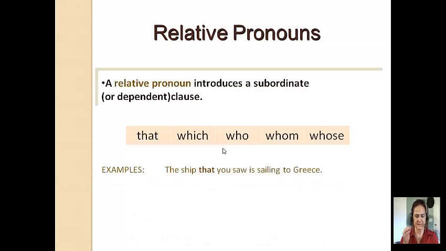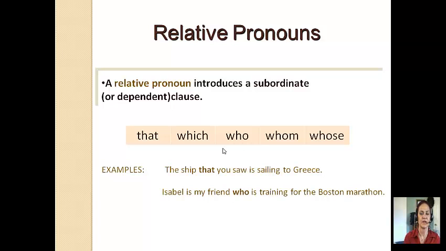Okay, let's look at this. The ship that you saw is sailing to Greece. Okay, that you saw is a dependent clause. The word that is like a blinker sign announcing that there's going to be a clause there. So, that you saw.